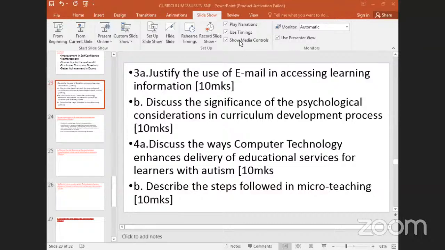Sharon, unmute and contribute. Hello, these autistic children have a problem in expressive and receptive communication. So they have a problem with the communication, both expressive and receptive. Thank you. And I've also seen somebody saying that they have little or no eye contact.